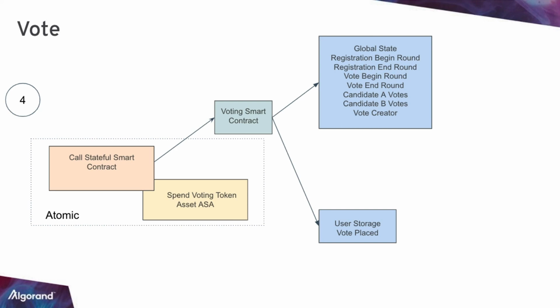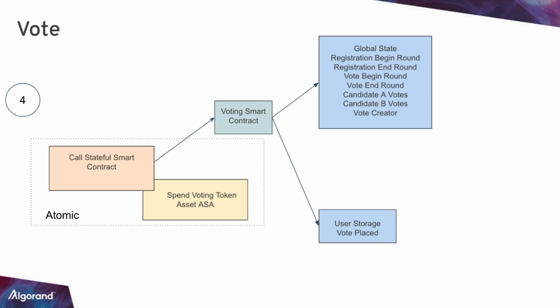So in this particular case, when they vote, as long as it's between the vote begin and end round, I would cast their vote and they'd spend their vote token. Then you would also store in their user storage whether they voted or not. And then you could actually double check to verify they haven't already voted, but that's what spending the token itself is supposed to prevent: the double voting.